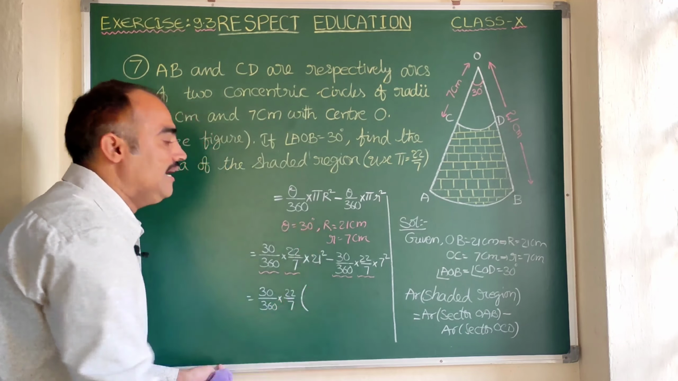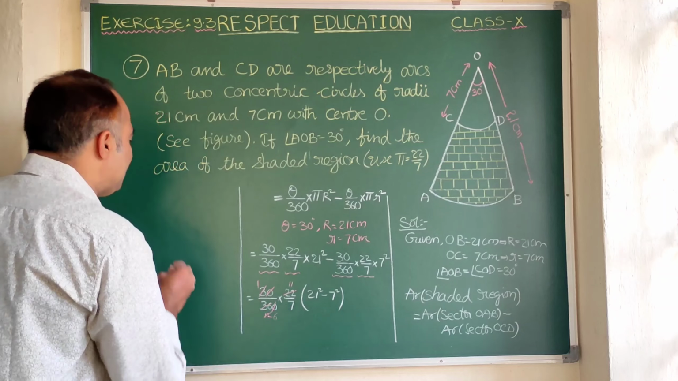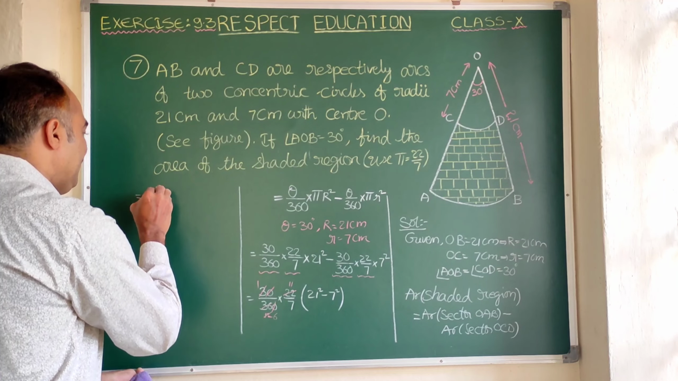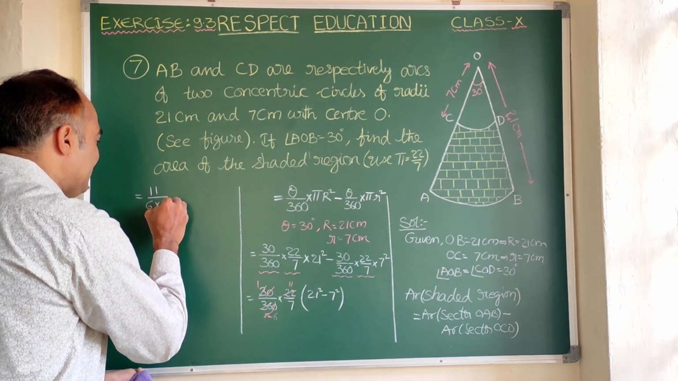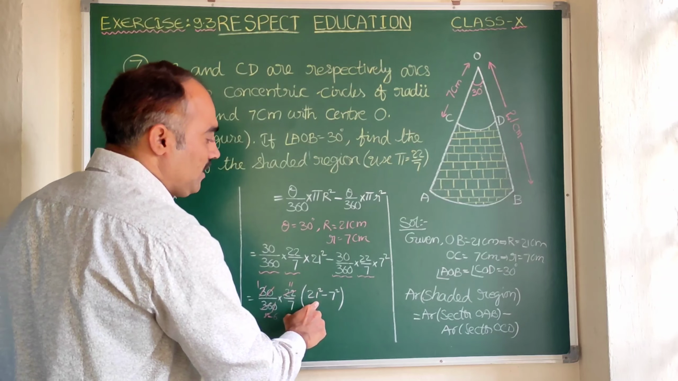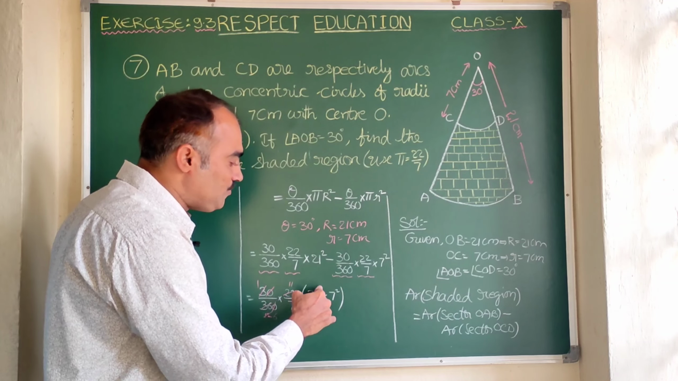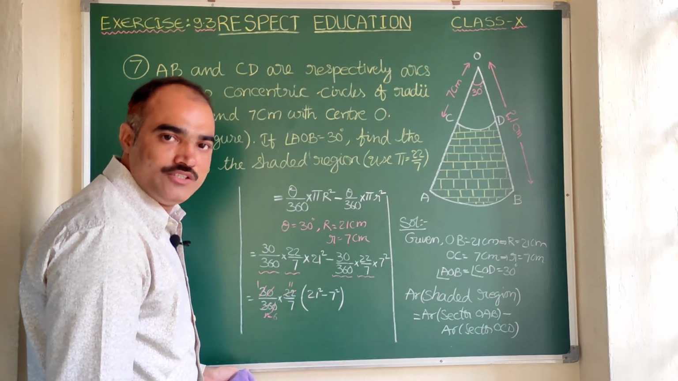So here if we cancel, 3 by 36, let us cancel: 3 ones are 3, 3 twelves are 36. And here these two also can be cancelled: 2 elevens are 22, 2 sixes are 12. So here we get 1 into 11, that is 11 by 6 into 7, into 21 square is 441 minus 7 square is 49.